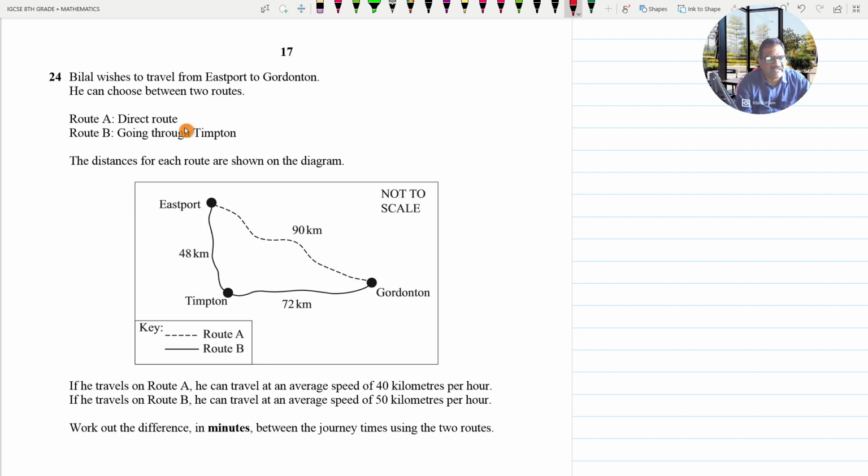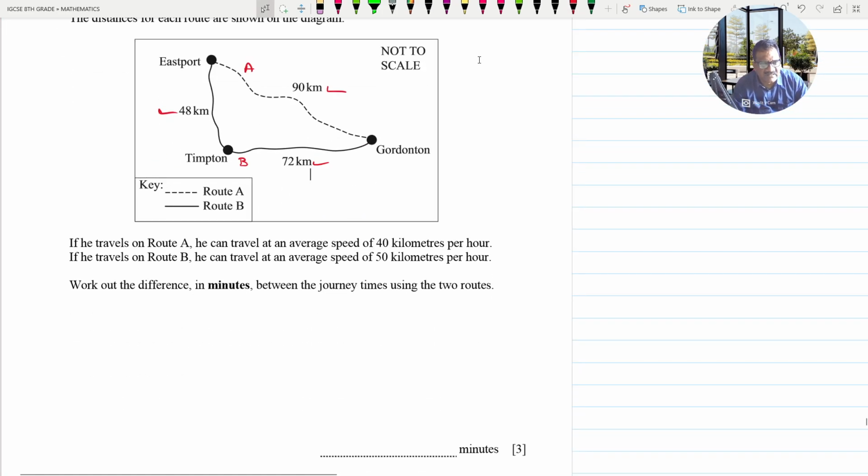So route A is the direct route. So this is the direct route A, and route B is going through Timton. So Timton is over here. So this is your route B. Okay. So route A and route B is clear to you. Now the distance of each route has been shown on the diagram. So route A's distance is 90 kilometers. Route B's distance is 48 kilometers from your Eastport to Timton, and from Timton to Gordontown again it is 72 kilometers. So these are the distances, right?